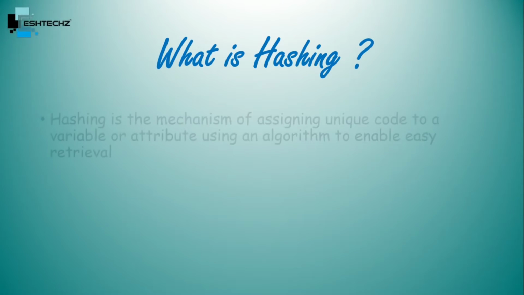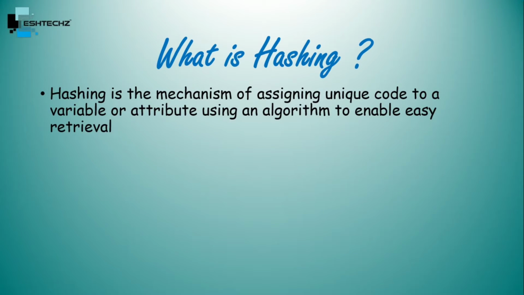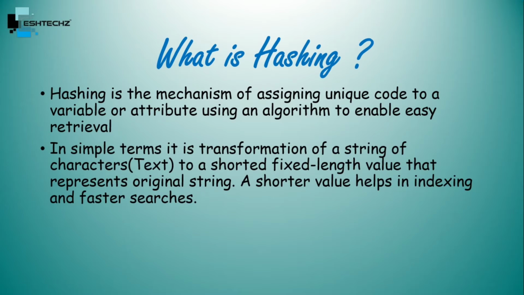Now what is hashing? Hashing is the mechanism of assigning a unique code to a variable or attribute using an algorithm to enable easy retrieval. Now what does this mean in simple terms? It is the transformation of a string of characters to a shorter fixed length value that represents the original string. Now a shorter value helps in indexing and faster searches. So we have hashing, which is a mechanism or technique, and this is implemented using a hashing function. And when we talk about Java, in Java, this is done using Hashcode.